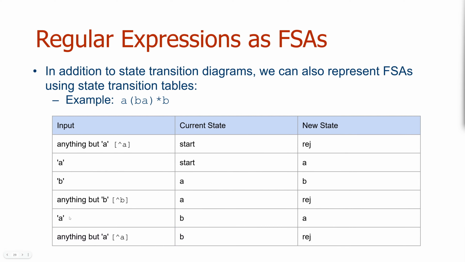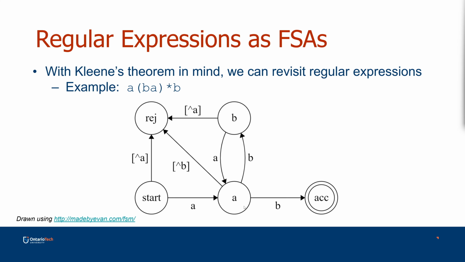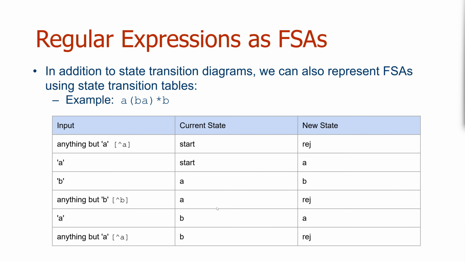And if I get an A from the B state, it takes us back to the A state. It's kind of similar to the beginning. So that's just, if I'm in the B state, the A takes me back to the A state. And also from the B state, if I don't get an A, then that's not allowed. The only thing that's allowed right after a B is an A, so that takes me to a reject state. So this is possible, and it contains similar information, but it isn't quite as easy to read.